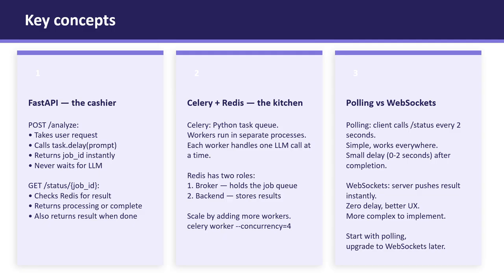Third, polling versus WebSockets. Polling means the client repeatedly calls the status endpoint at a fixed interval, typically every 2 seconds. It is simple to implement and works with any HTTP client. The downside is a delay of 0 to 2 seconds between when the job completes and when the client finds out. WebSockets eliminate that delay by keeping a persistent connection open. The server pushes the result the instant it is ready. Start with polling during development and upgrade to WebSockets when you want a better user experience.